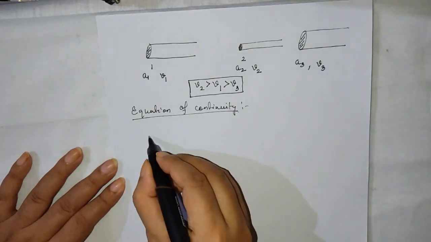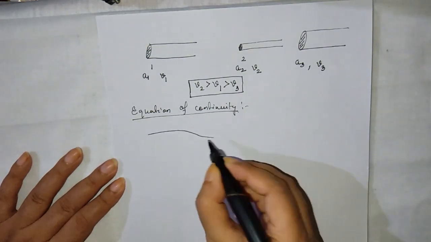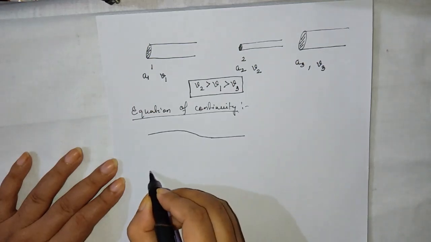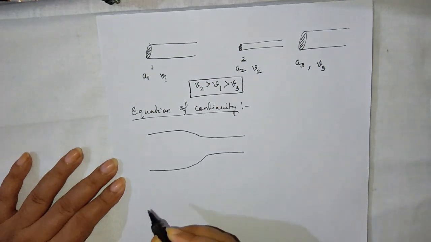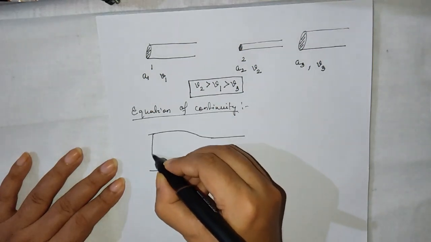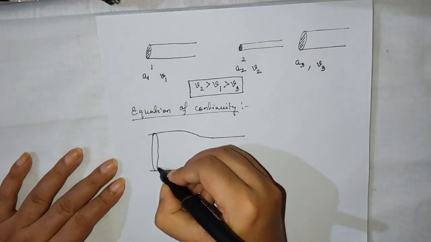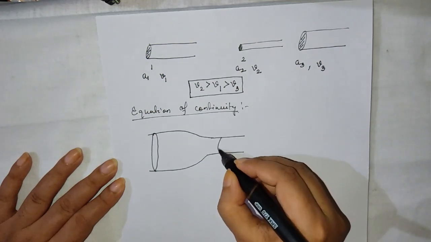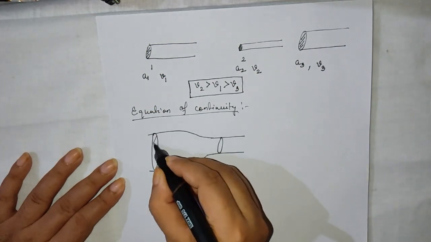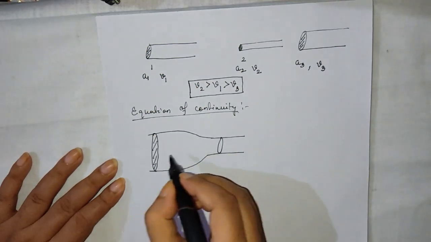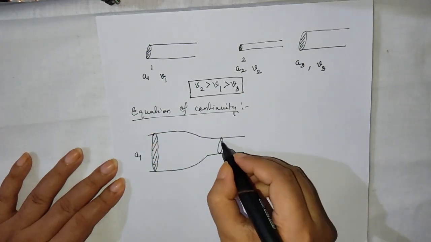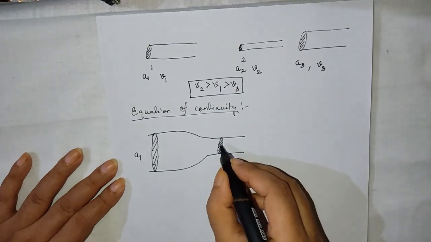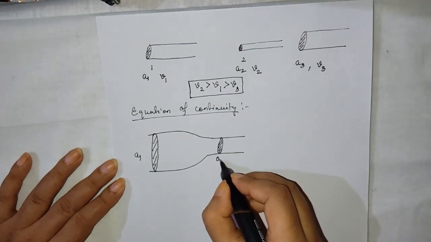Suppose we have a pipe of this type of construction. That means a portion of the pipe is broader, then gradually it becomes constricted. Let us take the area of cross section of this broader region as A1 and the area of cross section in the constricted portion as A2.